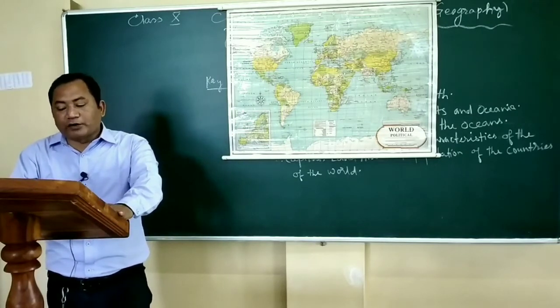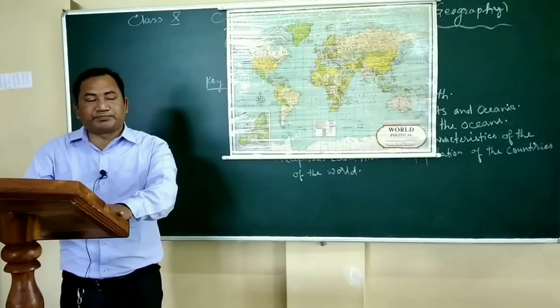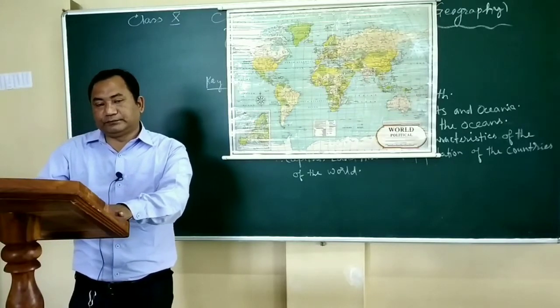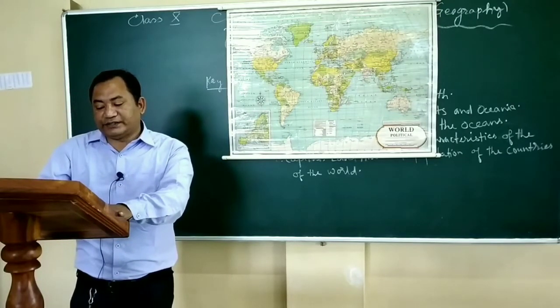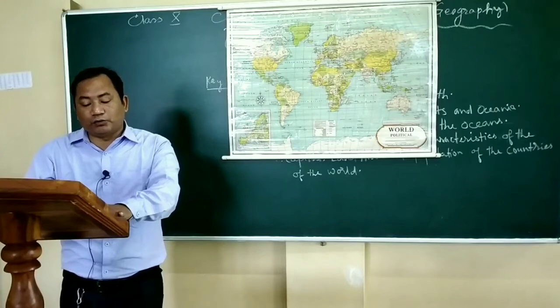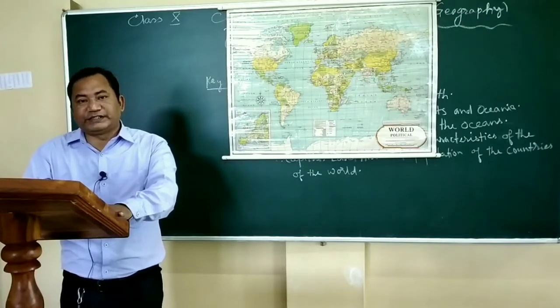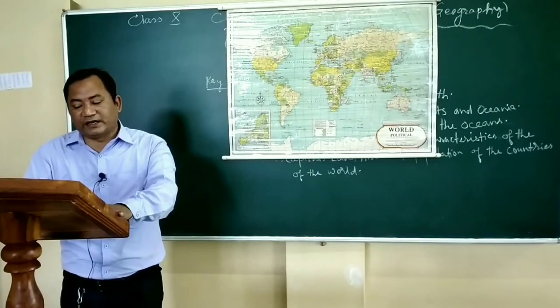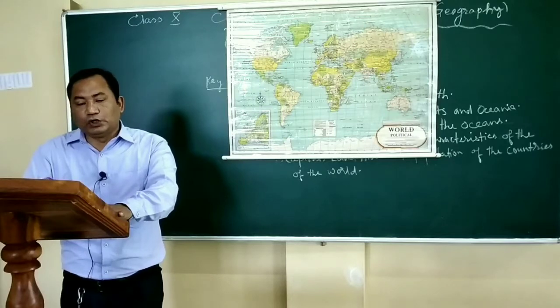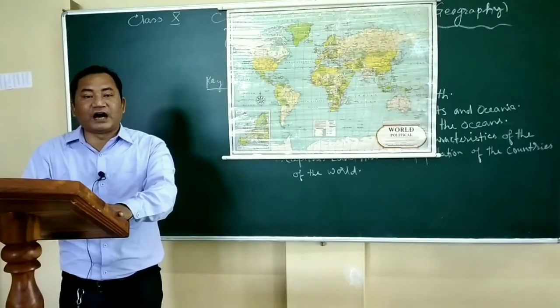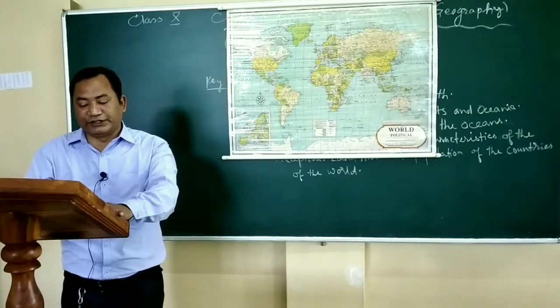The major part of the continent is a large plateau. There is a high mountain range in Africa. The Kilimanjaro peak, which is about 5,895 meters, located on the east, is the highest place of the continent.